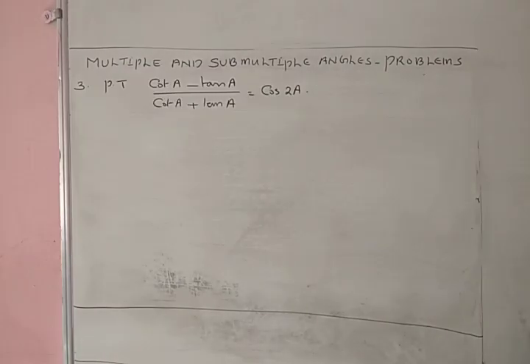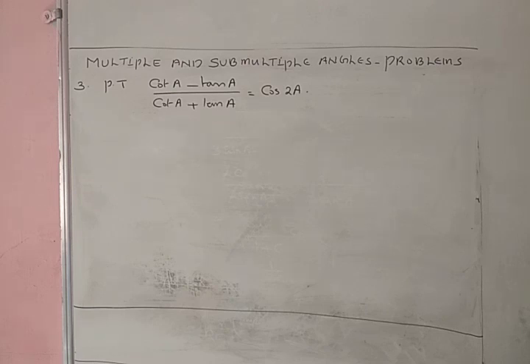Next problem. Prove that cot a minus tan a divided by cot a plus tan a is equal to cos 2a. There are different ways of solving this problem. One can replace cot a by cos a by sin a and tan a by sin a by cos a. Then simplify. We get cos 2a as the answer.